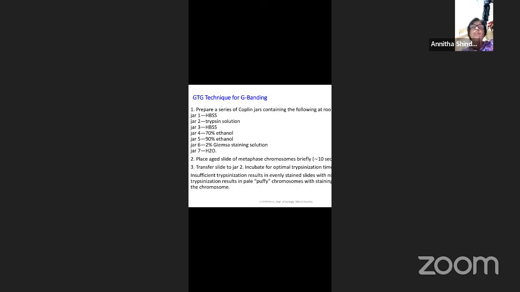Then next is the GTG technique for G banding. That was for Q banding, and this is for G banding. The materials required are HBSS, trypsin solution, 70% and 90% ethanol, 2% Giemsa, xylene, and slides of metaphase. Then GTG staining for G banding, and this is how you have to do it.